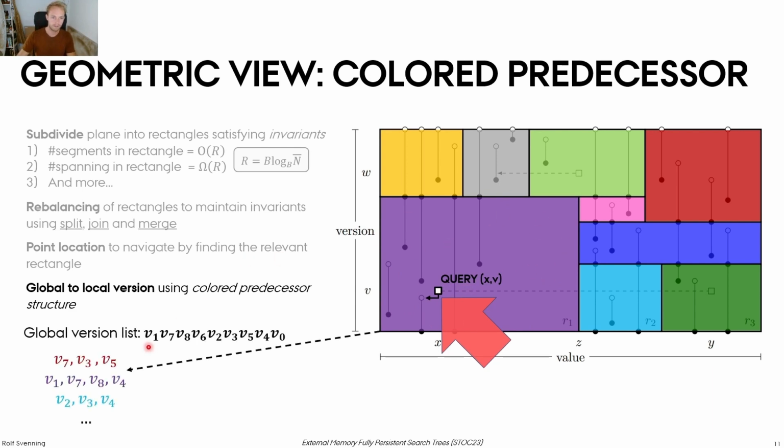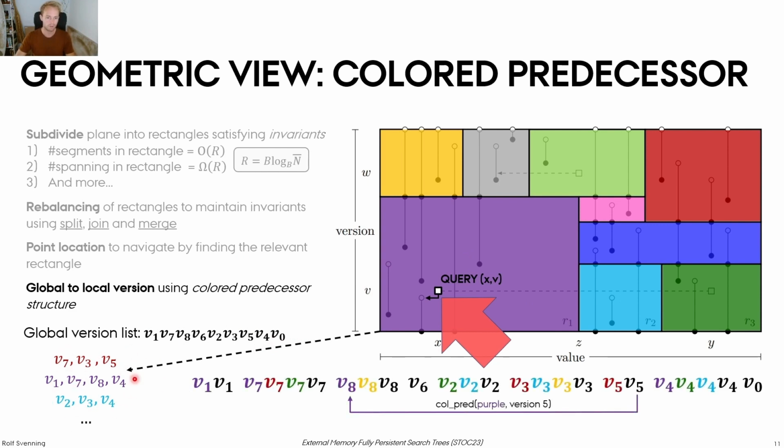And just as an example, consider a global version list consisting of all the black versions here. And then with every rectangle, we associate a color, and we get a bunch of colored copies of versions. What we then do is we line up all these colored copies together with their corresponding global version. And now a colored predecessor query, for example, for the purple predecessor of version 5: well, we have version 5 here. We skip version 3 because there's no purple copies. We skip version 2, we skip version 6, and we find, okay, version 8 is our predecessor in this rectangle. Now we know where version 5 belongs in this local ordering.